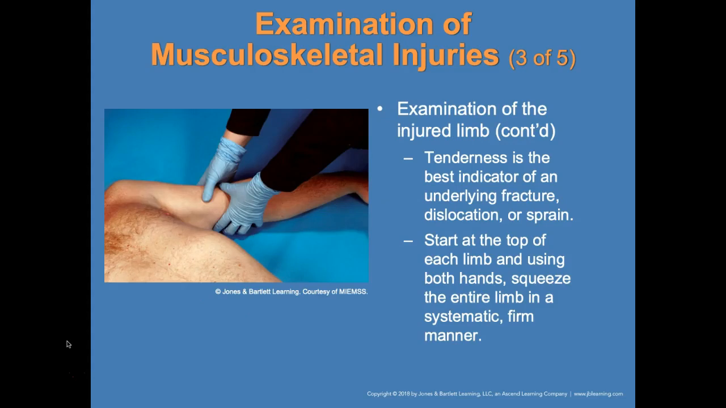Tenderness is going to be the best indicator of an underlying fracture, dislocation, or sprain. We're going to start at the top of each limb, and using both hands, we're going to squeeze the entire limb in a systematic, firm manner. If we find any of those deformities, contusions, swelling, bruising, burns, whatever, we need to examine the other side. At times, some people are just a bit different than other people, so we need to make sure that it is actually an injury caused by the trauma event that we're at, and not something that they have going on all the time. So we need to be checking both extremities as we're doing this.